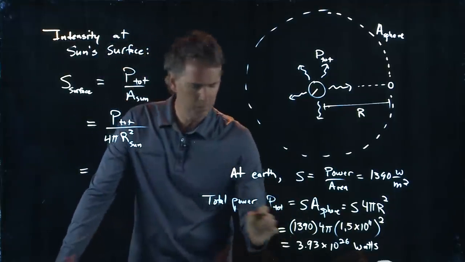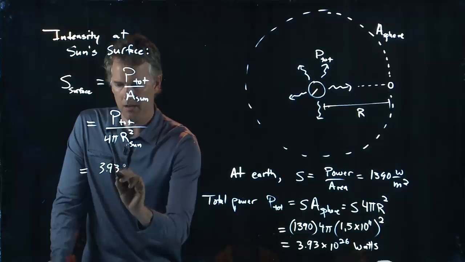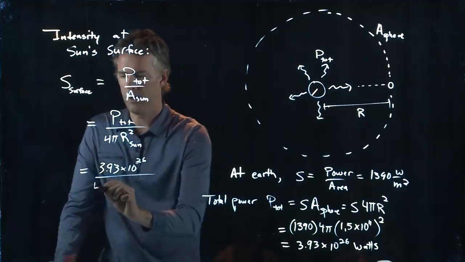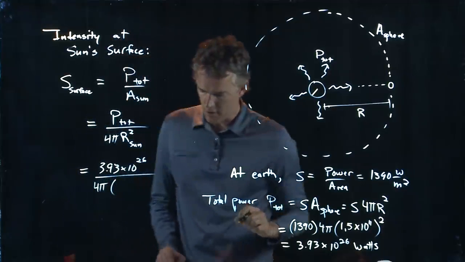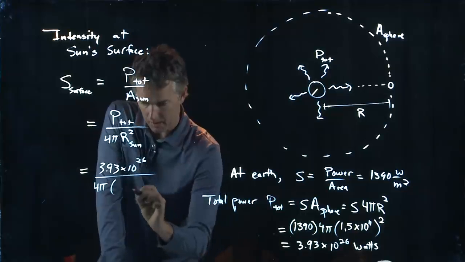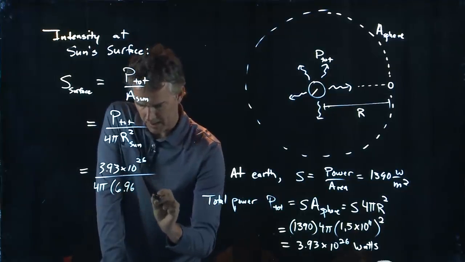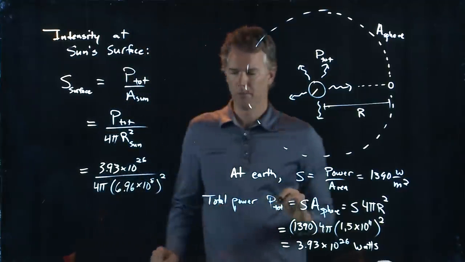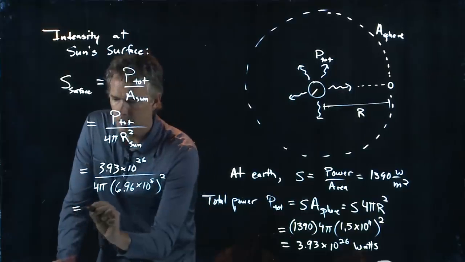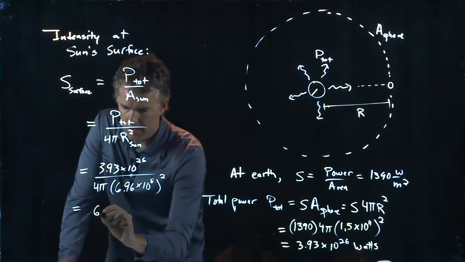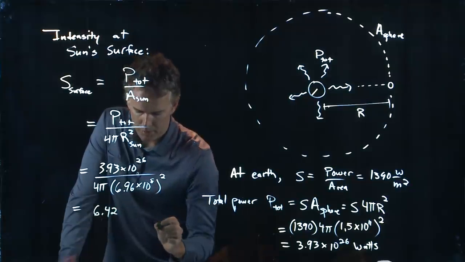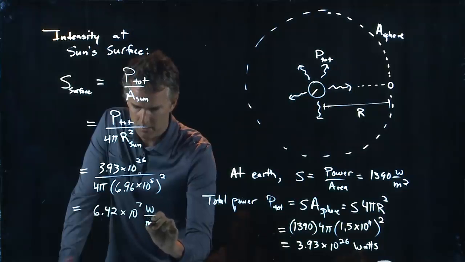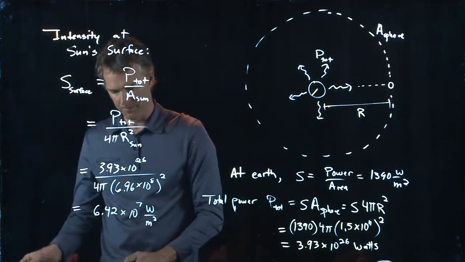So P total we said was 3.93 times 10 to the 26 watts. We've got a 4 pi. And then we have R squared, which if you look it up is 6.96 times 10 to the 8 meters. That's the radius of the sun. And if you put all this together, you get 6.42 times 10 to the 7 watts per square meter.